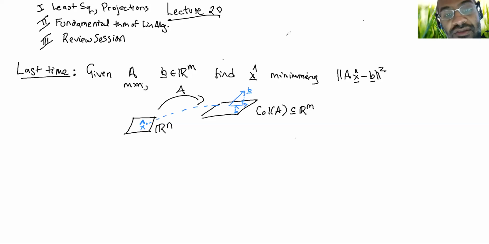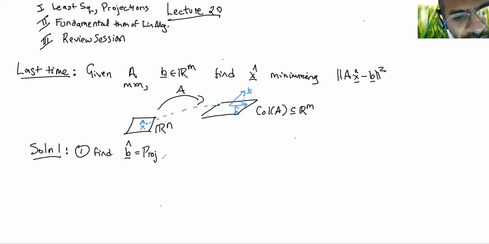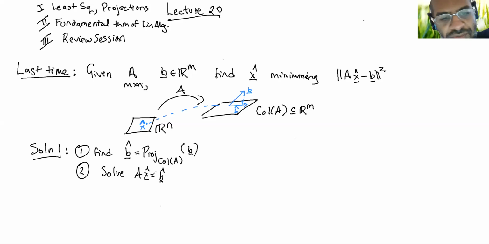And we came up with 2 ways to solve this problem. Solution 1 was what's suggested by this picture, a 2-step solution. First step is to find b hat, which is the projection of b onto the column space of A. And the second step was then to solve Ax hat equals b hat. So that's a 2-step solution.